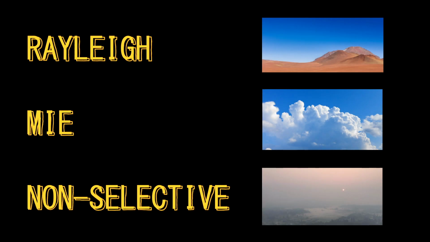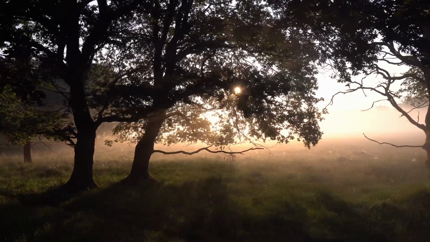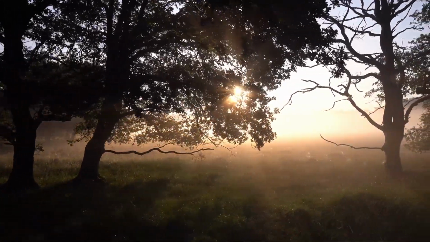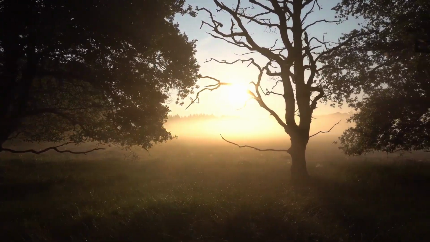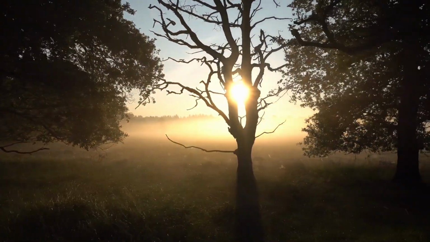There are 3 types of scattering. Rayleigh scattering gives us blue skies, mist scattering white clouds, and non-selective scattering haze. So atmospheric scattering is this beautiful thing that fills all the gaps around us with light and color. Let's leverage these concepts in Unreal.